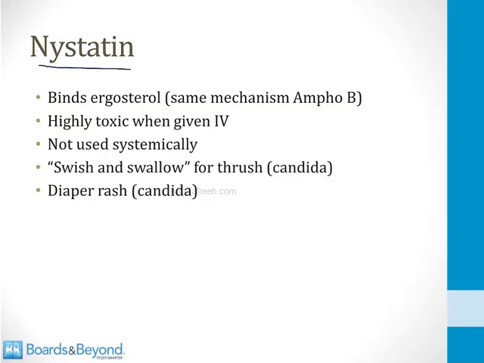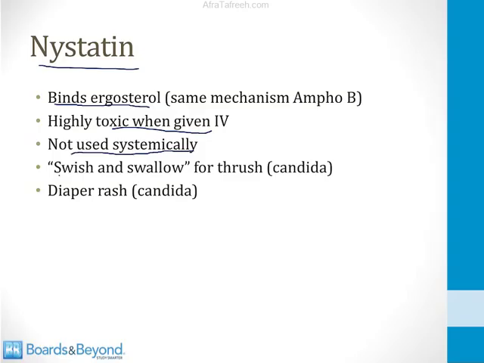Next antifungal drug is nystatin, and this has the exact same mechanism as amphotericin B. It binds ergosterol, causes pores to form in cell membranes, and then there is electrolyte leakage and fungal cells will die. The thing to know about nystatin is that it's highly toxic when given intravenously, so it's never used systemically. It's used in two special situations that you definitely should know about for step 1.